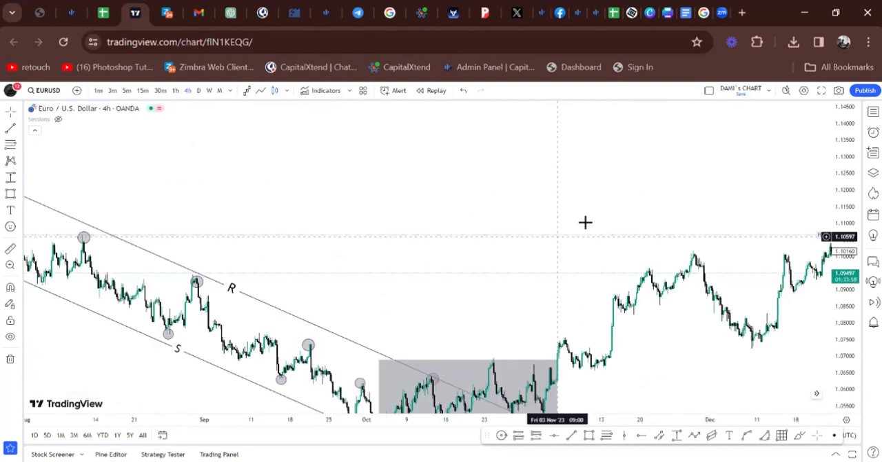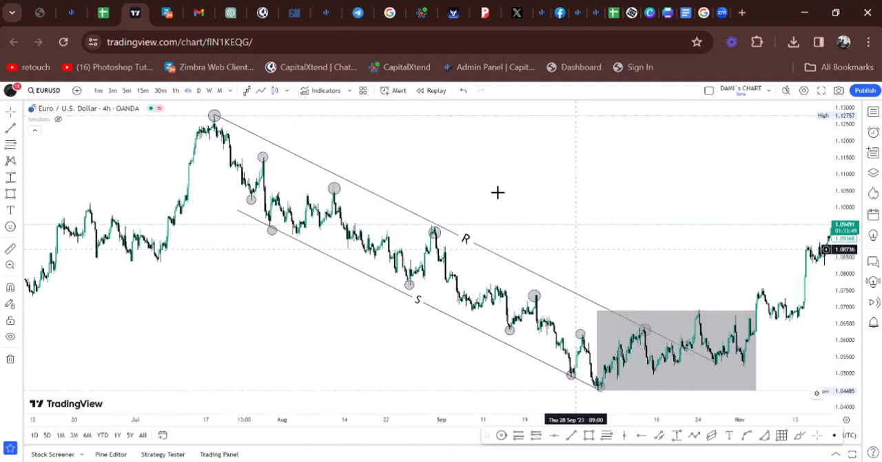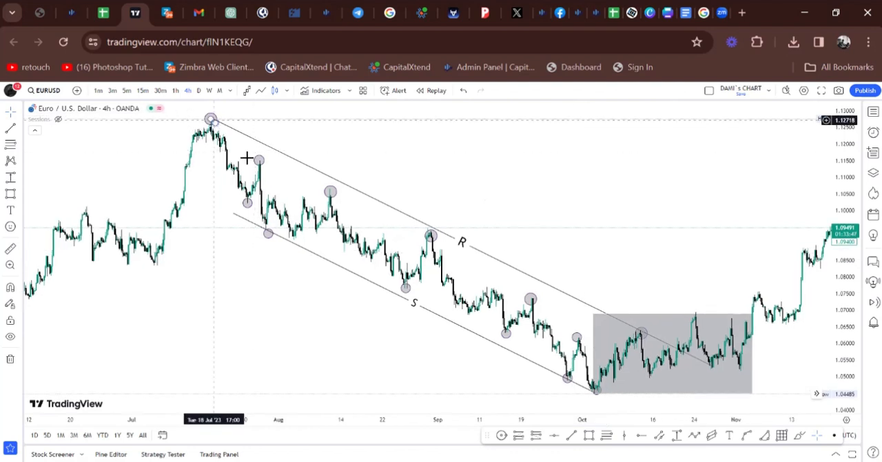So I'll take this again one more time before I welcome your questions. So we have our high, we have our lower high, we have our lower high, we have our lower high. Why is this called a lower high? We call this a lower high because this high is lower than the previous high, and this high is lower than the previous high, and this high is lower than the previous high.